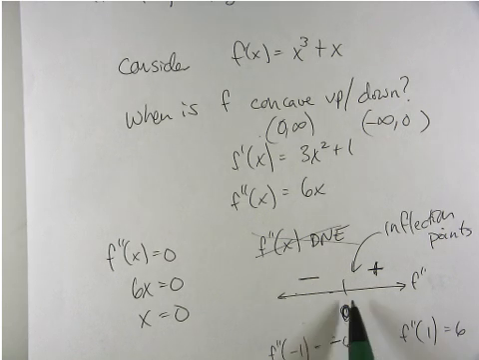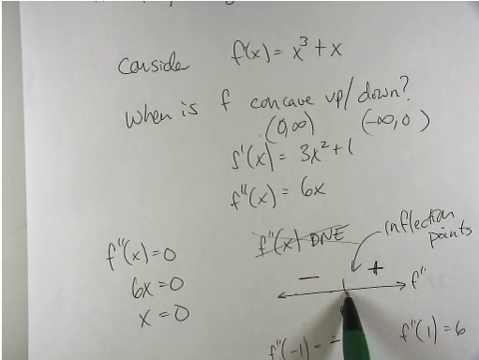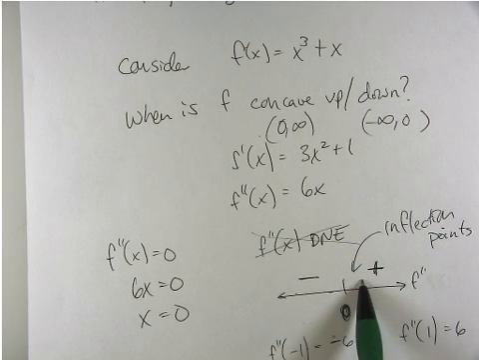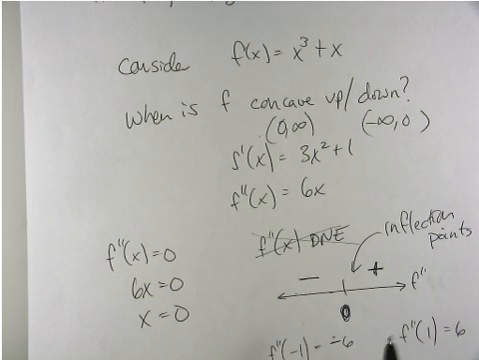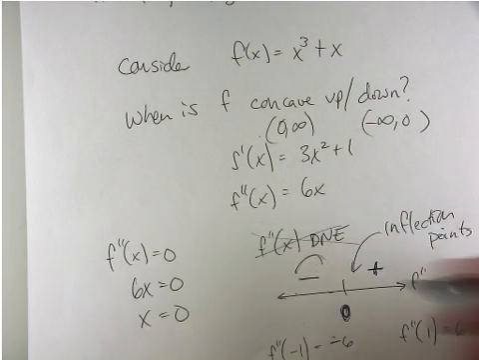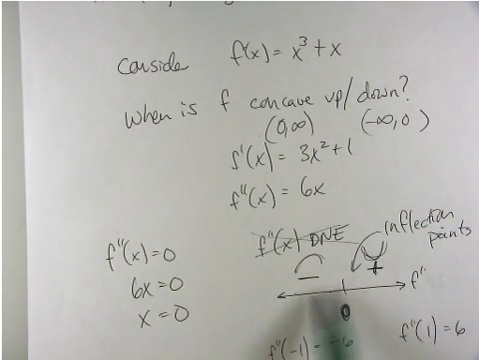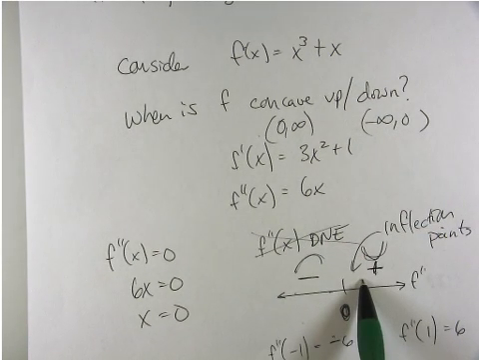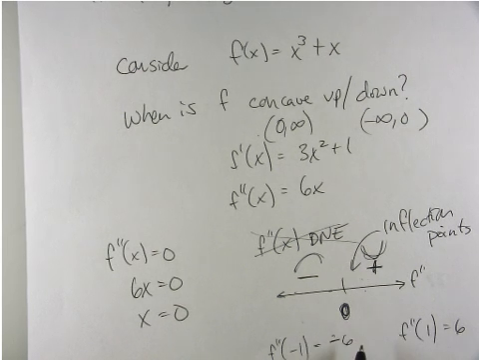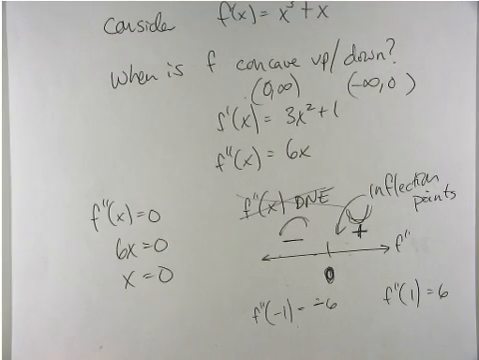So yeah, these times when the second derivative changes sign are inflection points. So it's concave down over here, and it's concave up over here. What about increasing, decreasing?